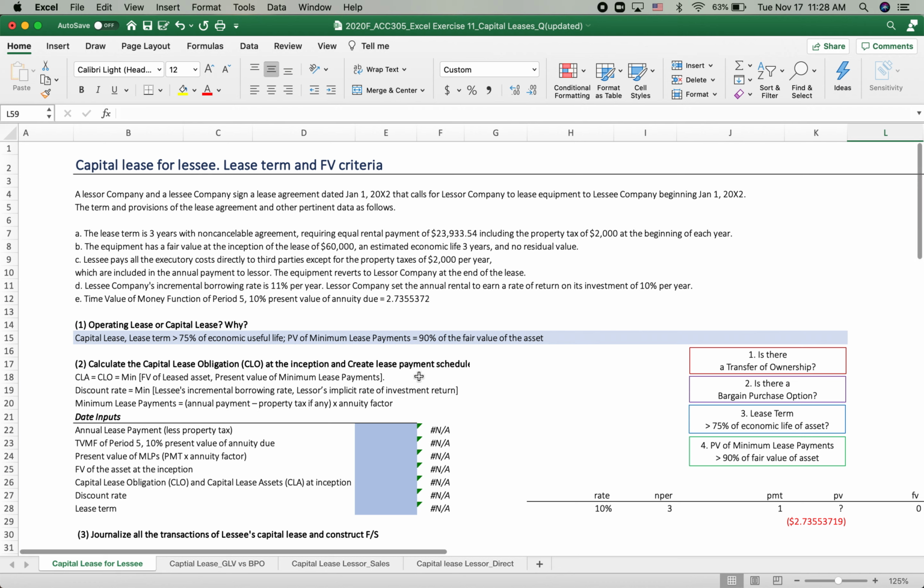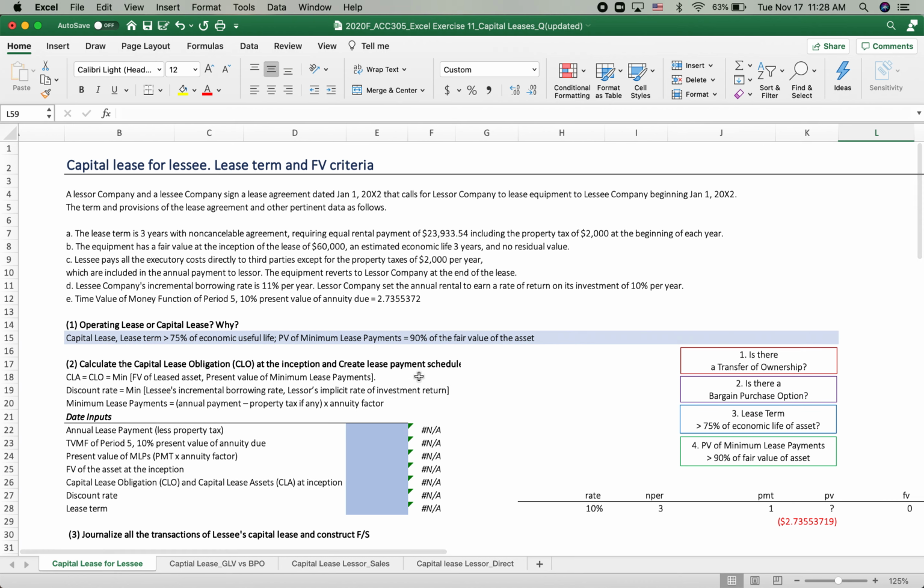So let's go. The lessor company and the lessee company sign a lease agreement dated January 1st that calls for the lessor company to lease equipment to the lessee company beginning January 1st. The terms and provisions of the lease agreement and other pertinent data are as follows. The lease term is 3 years with a non-cancelable agreement requiring equal rent payments of $23,933.54, including the property taxes of $2,000, at the beginning of each year.